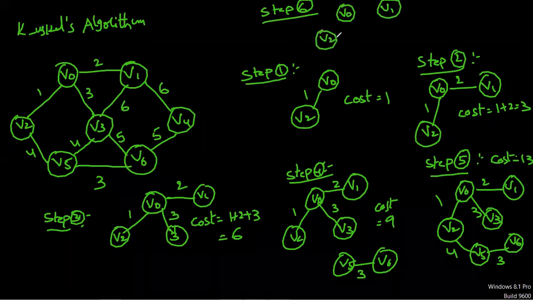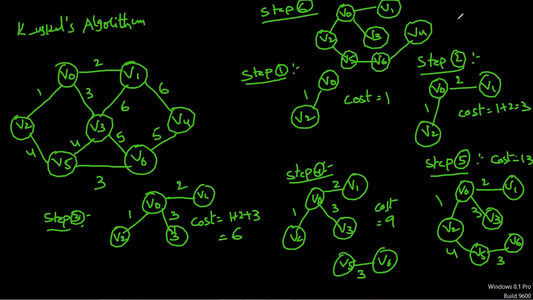V2, V5, V6, V4. Here we are constructing edges. Cost is 18. 5, 4, 1, 2, 3. Cost is 18. This is the example for Kruskal algorithm.